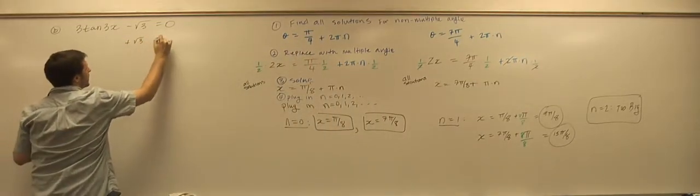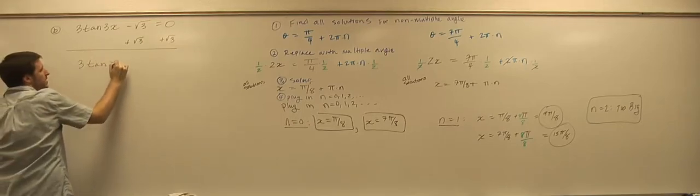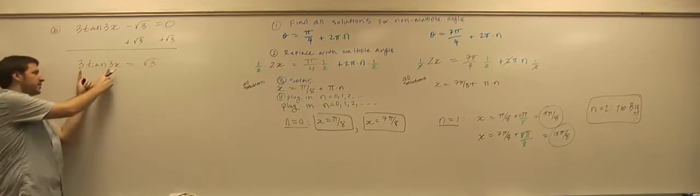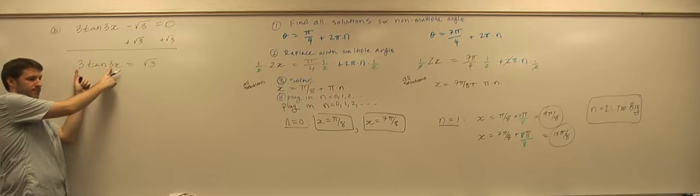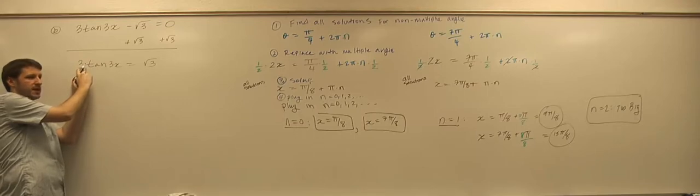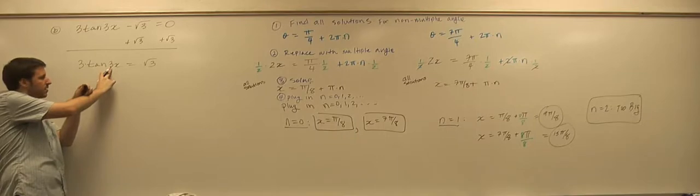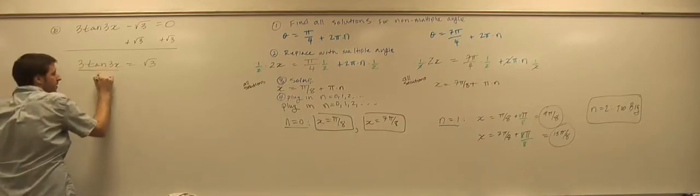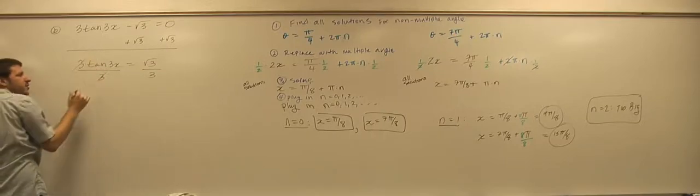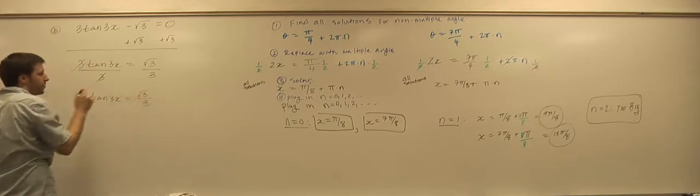Add root 3. 3 tan 3x equals root 3. Now be careful, because there is a big difference between this 3 and this 3. This 3 is outside, connected by multiplication. This can be divided. This 3 can't be moved. It's permanently there, at least for now. So I'll divide by this outside 3, and I'll get tan 3x equals root 3 over 3.